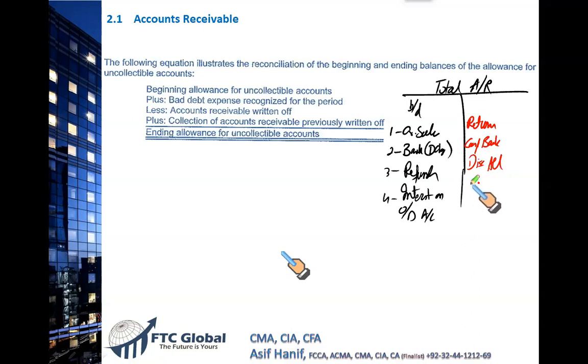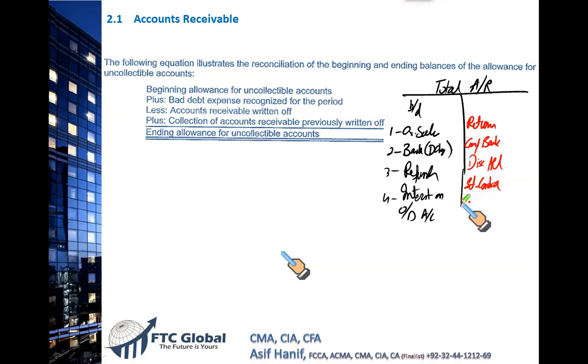Or sometimes set off or contra, because sometimes your customer might be your supplier or your supplier might be your customer. So we sometimes set their accounts off to see whether we have to pay them or we have to receive. Netting off your supplier and customer. Let's say we purchase from Hasib and we sell to him. So at the end of the month, we want to see how much we have to pay or how much we have to receive. So we net off their receivables and payables. This is called set off or contra.